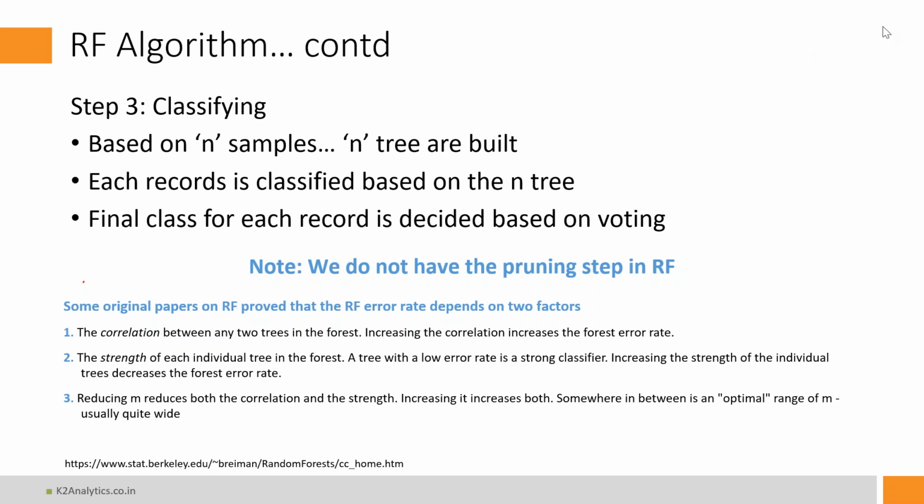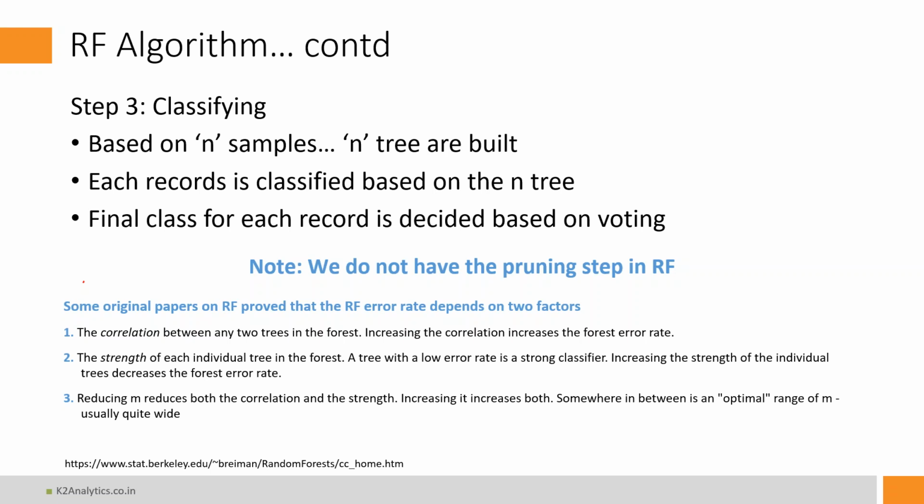So we have to now understand how to find the optimal M. Selection of the number of variables out of the total variables is a very important factor. If you select it too small, in that case you may end up with weak models. If you select too large, you may end up with highly correlated trees. In that case you do not require so many trees. You could have done with one tree only.